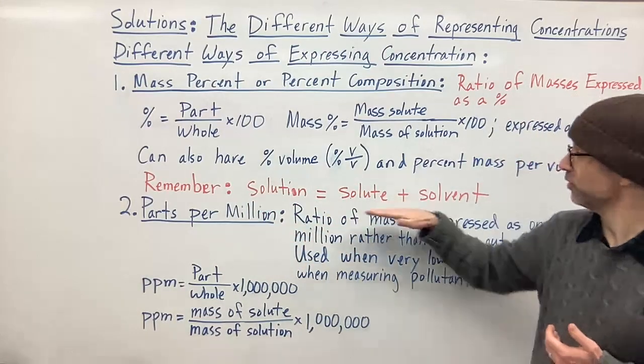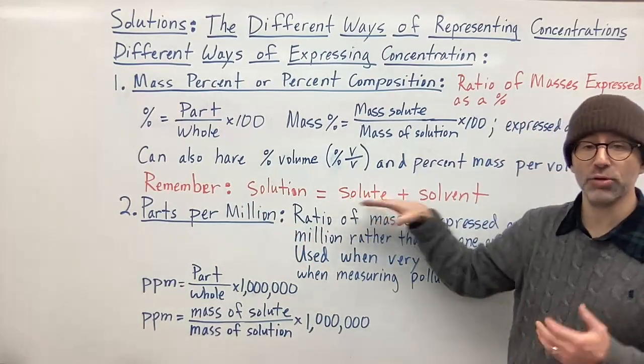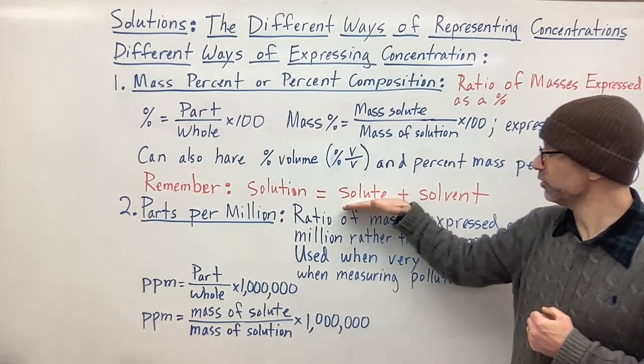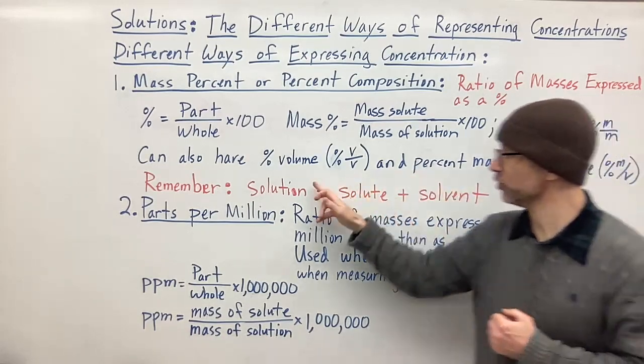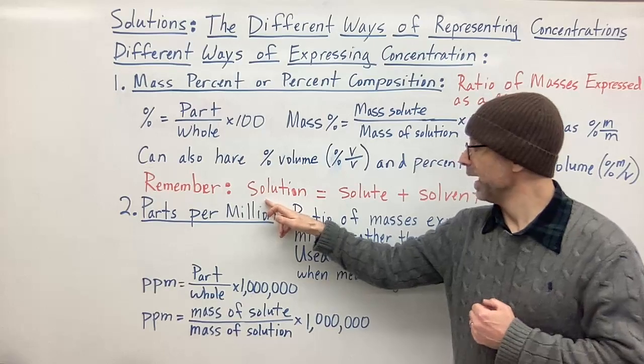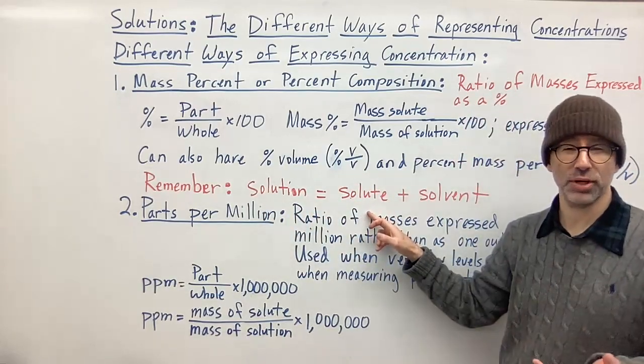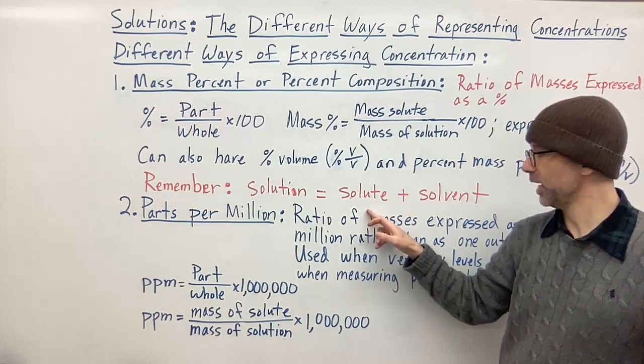And so this is our part. The solute is the part that we're getting the percentage of, and the solvent plus the solute is the whole. So the solution is the whole, and the part that we're looking at is the solute in most cases. And I'll show you an example where that's not the case.